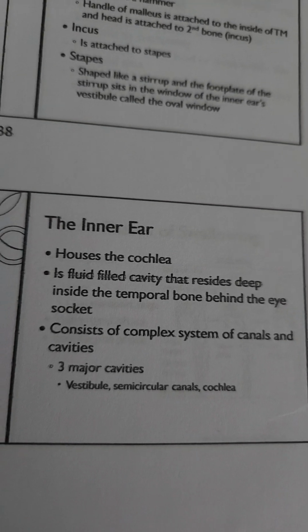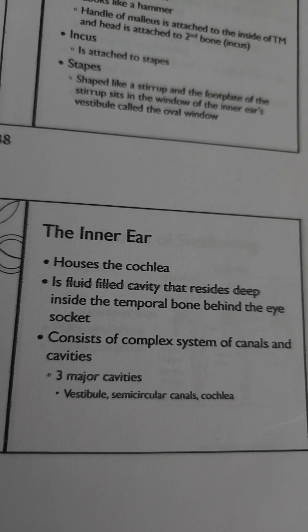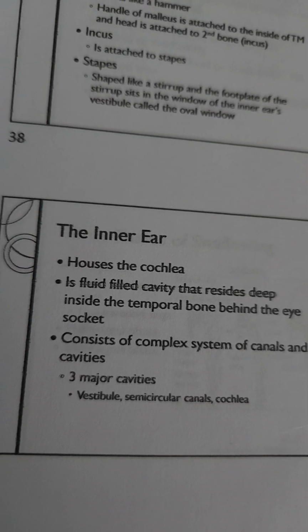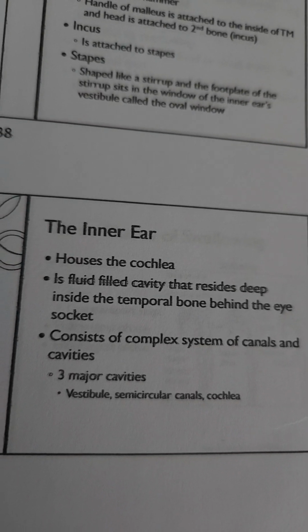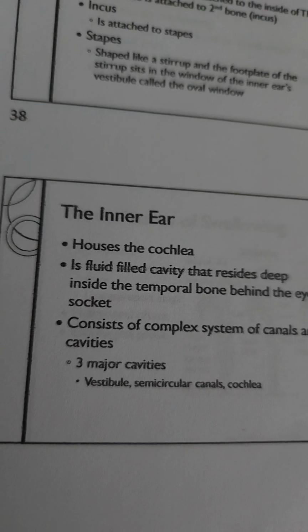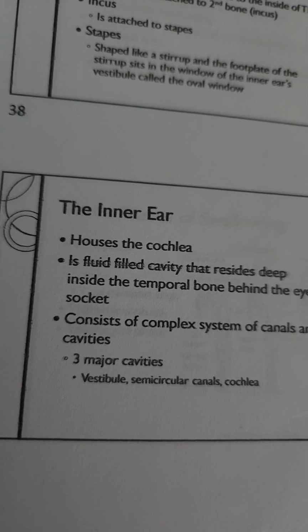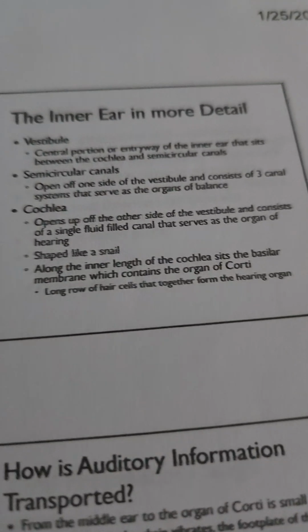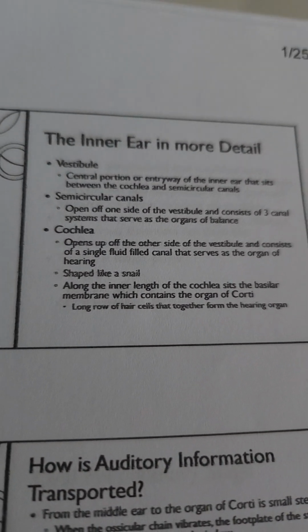It consists of a complex system of canals and cavities, three major cavities: vestibule, semicircular canals, and cochlea. The inner ear in more detail.